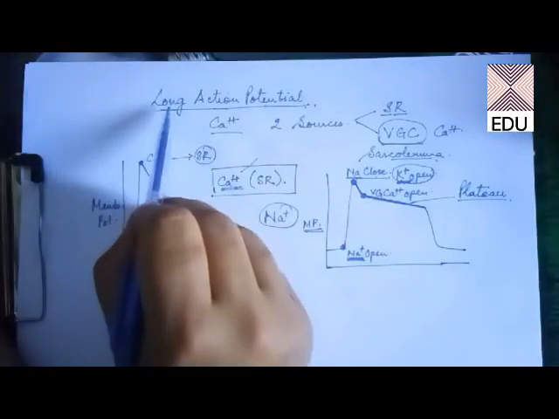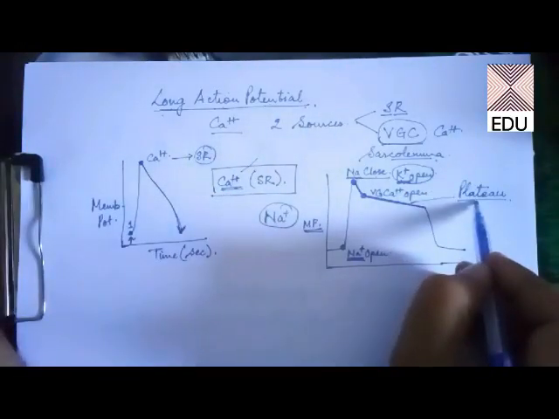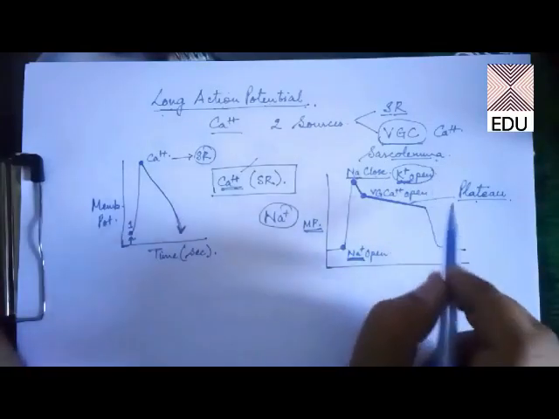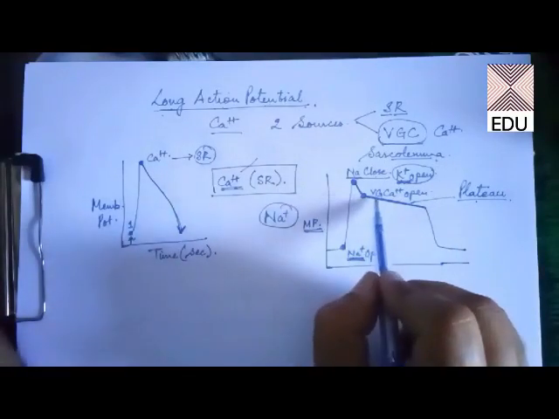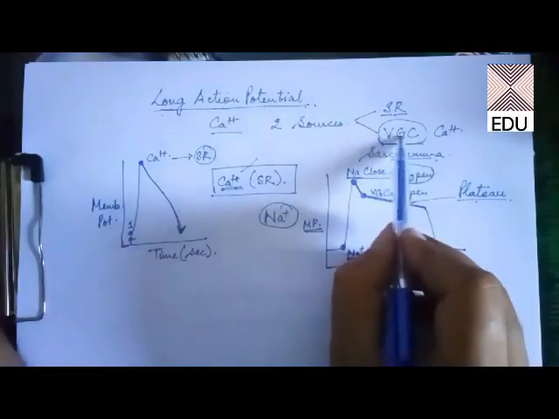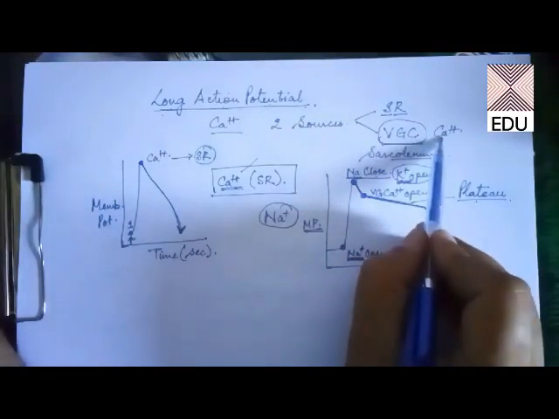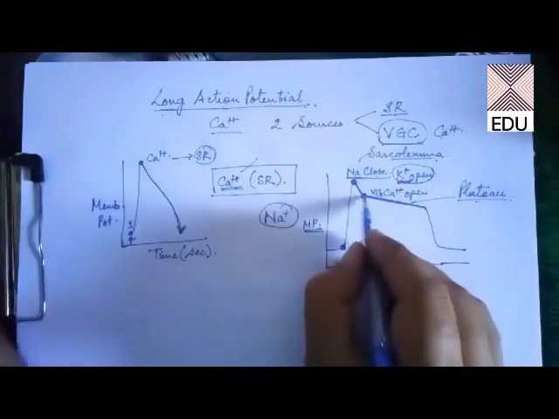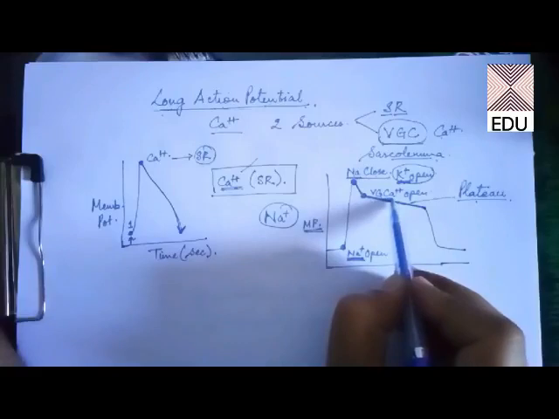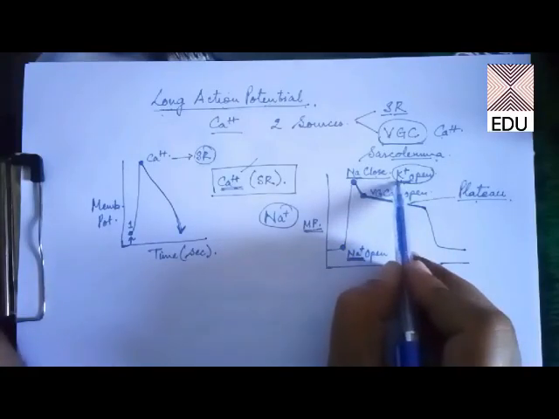So why do we call them long action potentials? Because they have got a plateau. So all the cardiac muscle cells have this plateau due to the opening of voltage gated channels of calcium ions. So this membrane potential is due to calcium and potassium.